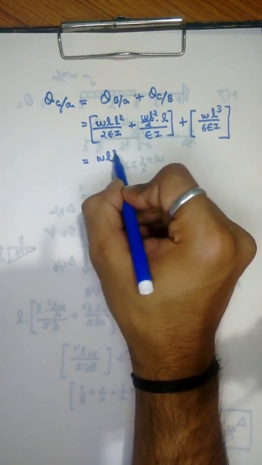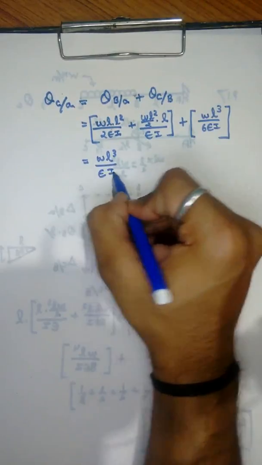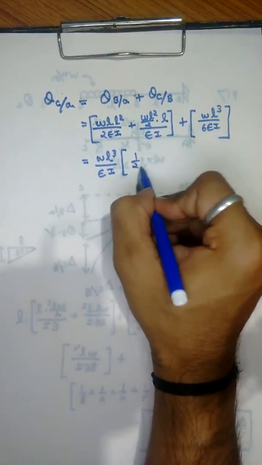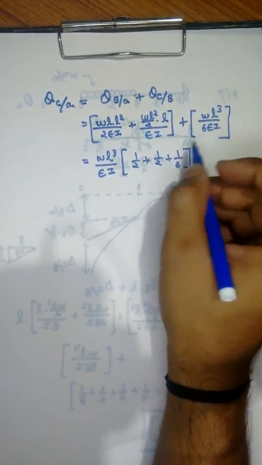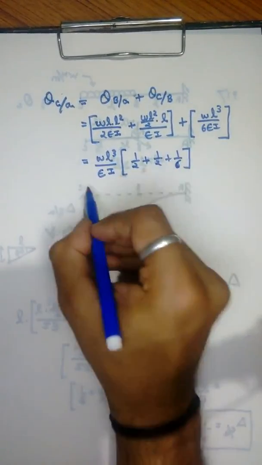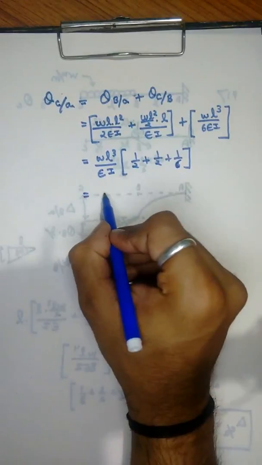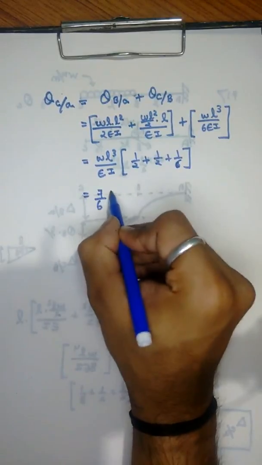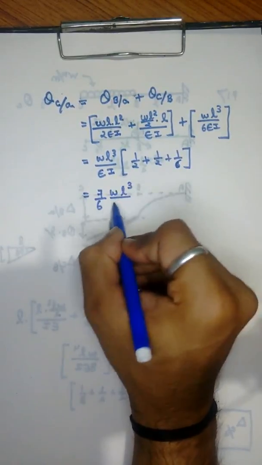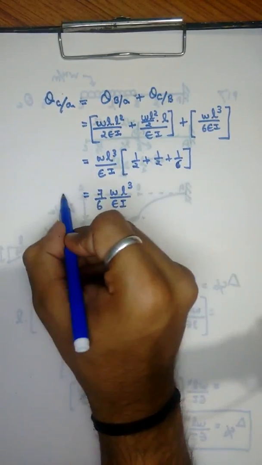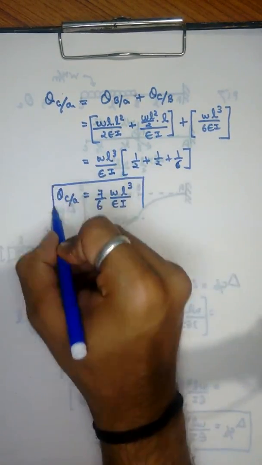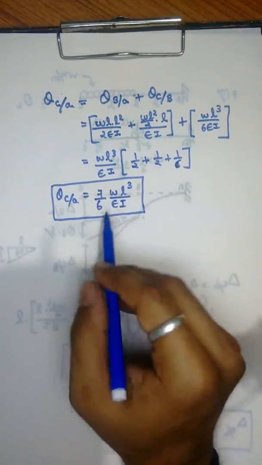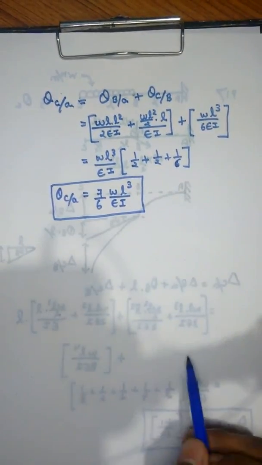Take common WL cube upon EI, which will give 1 by 2 plus 1 by 2 plus 1 by 6, is equal to 7 by 6 WL cube upon EI. This is theta C with respect to A. This is the slope value at the free end.